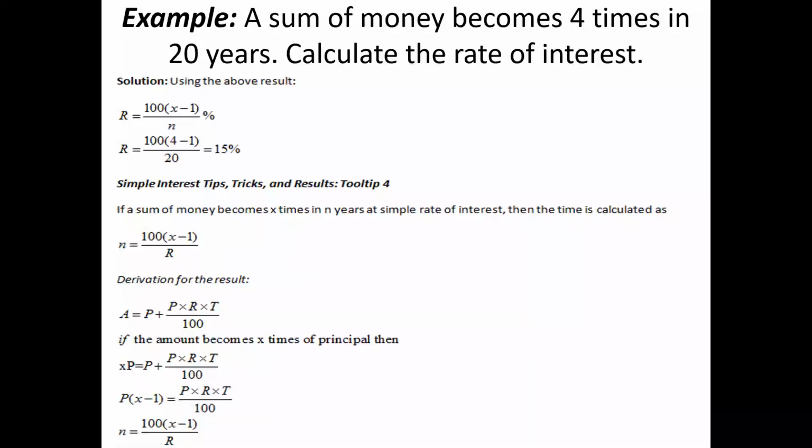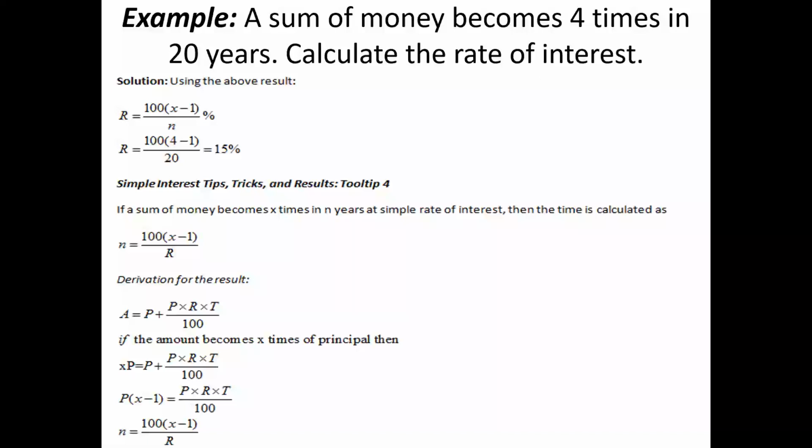Okay, so simple interest tips and tricks, that is tool tip 4. Earlier we discussed tool tip 3, now it is tool tip 4. If a sum of money becomes x times in n years at simple rate of interest, then the time is calculated as n equal to 100 of (x minus 1) by r. This one is tool tip 4.